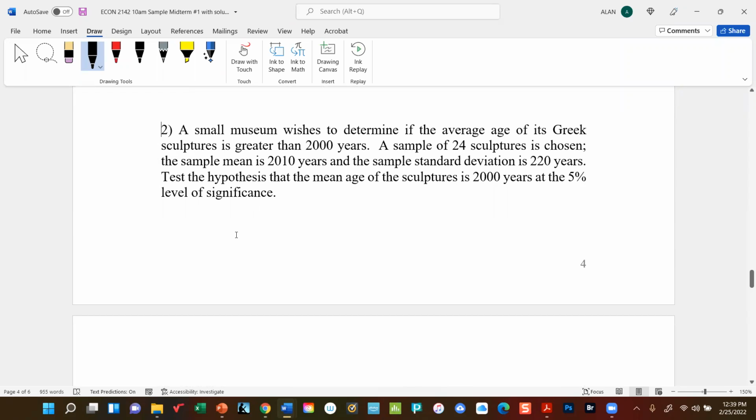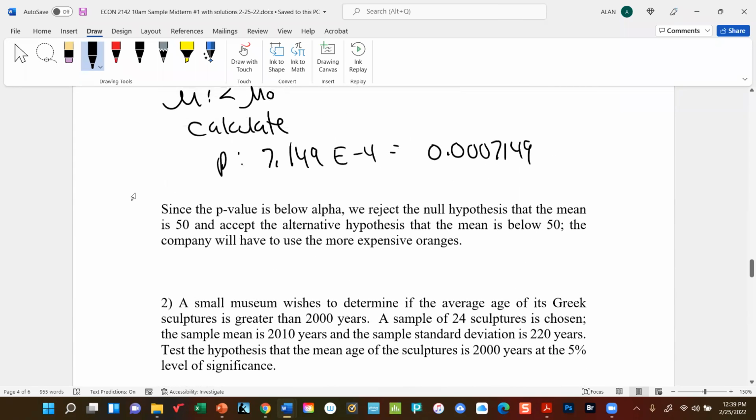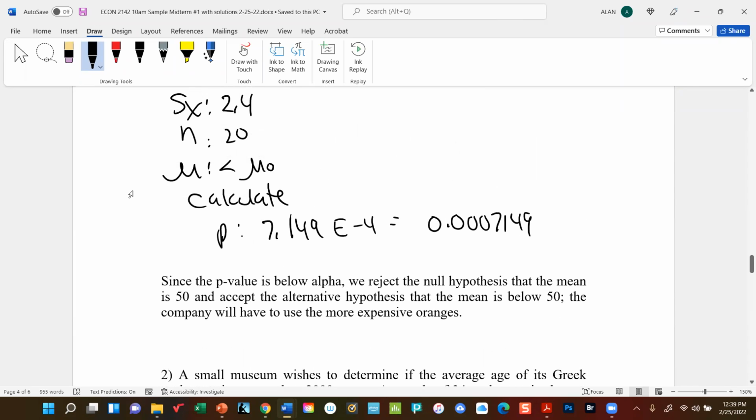But Professor, since the p-value is like 7.14 and then it had the scientific notation, on the test, do you want it in the scientific notation form? It doesn't matter. Either one of those is fine. All right. Yeah.